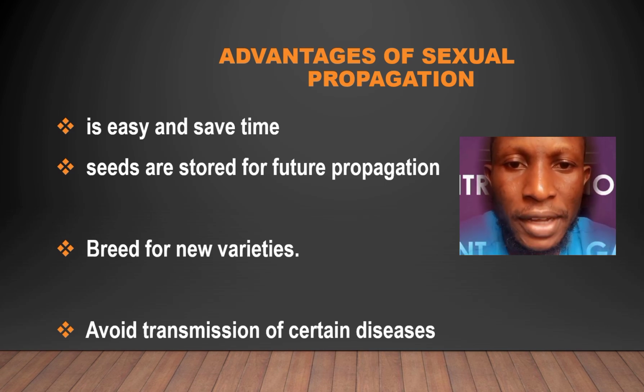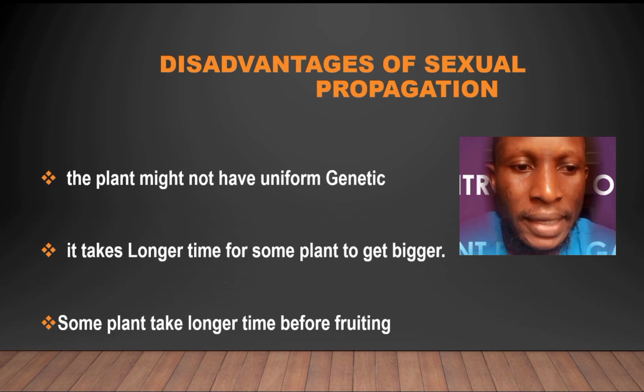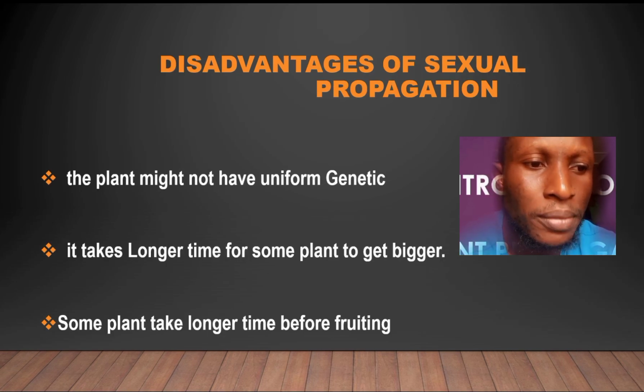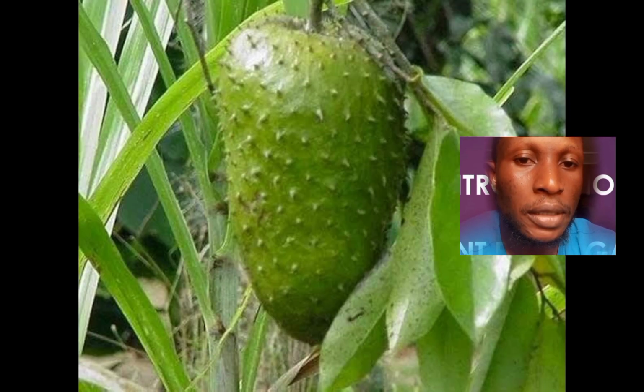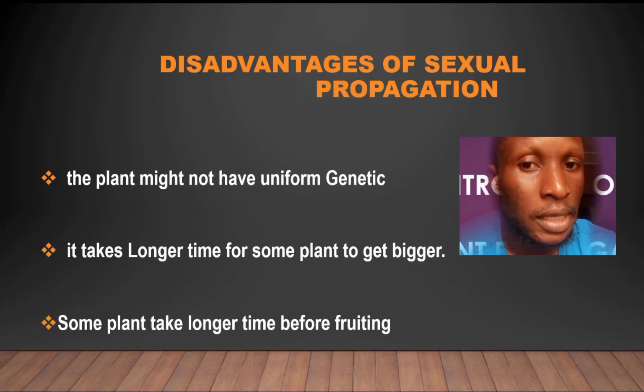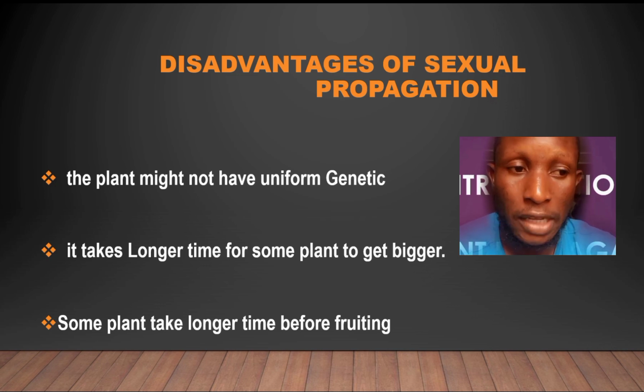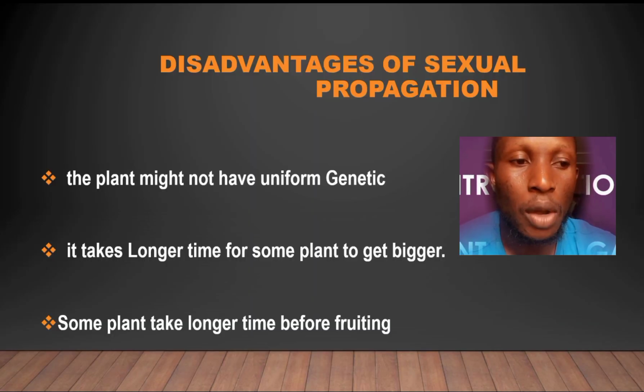Let's look at the disadvantages of sexual propagation. 1. The plant might not have uniform genetics. What does it mean? It means that sometimes the fruit of the parent plant might be sweet, and the seedlings you're propagating now by sexual propagation might not be as sweet as the parent plant. Sometimes the size of the fruit will differ. Maybe on the parent plant the size is big, but on this other one the size will be small. So the genetics will not be the same. They will not have uniform genetics.